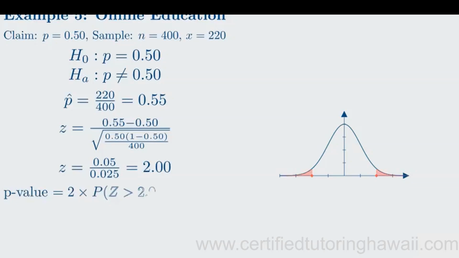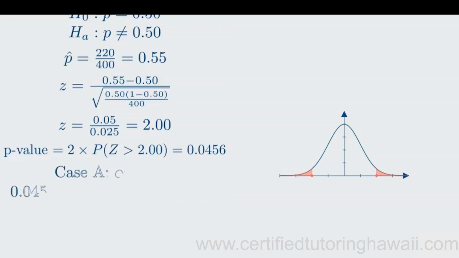With a z-score of 2.00 and a two-sided test, we look at both tails. The p-value is twice the probability that z is greater than 2.00, which calculates to 0.0456. Now, watch what happens when we change our standard of proof, alpha. In case A, where alpha is 0.05, 0.0456 is less than alpha, so we reject the null hypothesis. There is convincing evidence that the proportion is different from 50%.